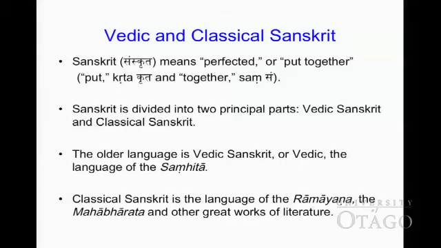Now, let's see the meaning of Sanskrit. Kri means put, sam means together. So the whole word Sanskrit means put together or perfected. Sanskrit is divided into two principal parts. The first part is Vedic Sanskrit, and the second part is classical Sanskrit. The older language is Vedic Sanskrit or Vedic, the language of the Samhitas. The second one is classical Sanskrit, the language of the Ramayana and Mahabharata, and other great works of literature.